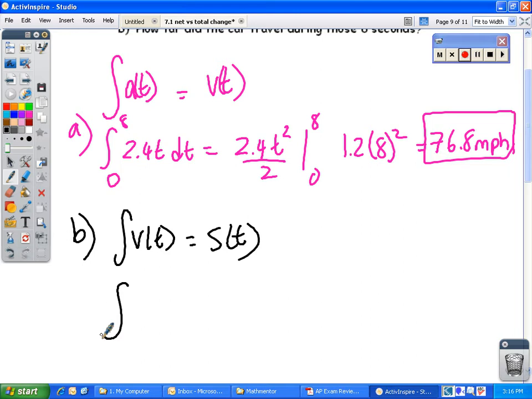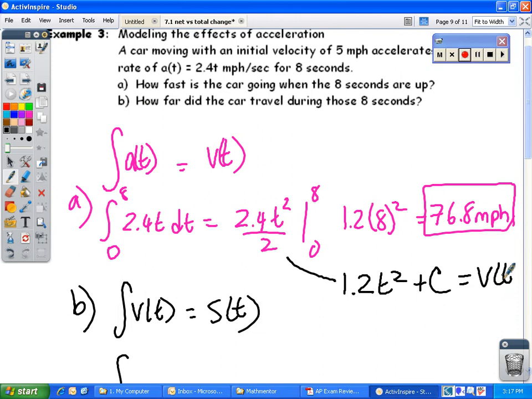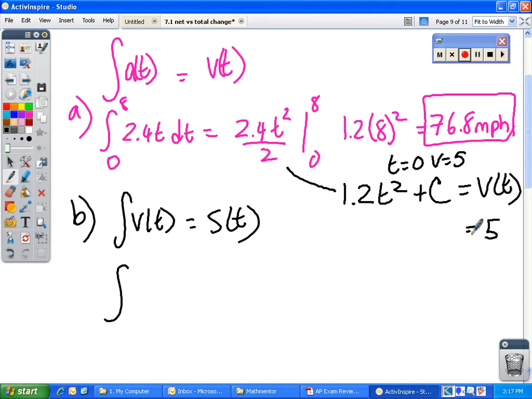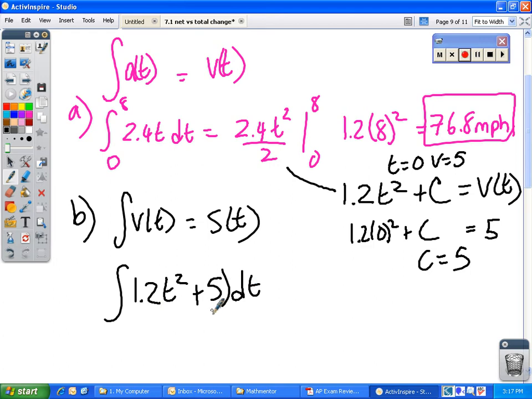My v of t came from the integral of a of t, and my v of t based on this is 1.2 t squared plus my initial velocity, or basically some value c. That's my v of t. And we know that the initial velocity is 5 miles per hour, which means when t equals 0, v was 5. So if I plug those numbers in, this is 1.2 times 0 squared plus c. That tells me that c is 5. So if I integrate velocity, which will be 1.2 t squared plus 5 dt, I'm going to get position.